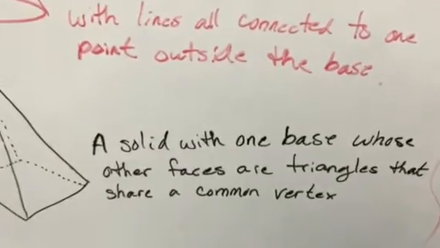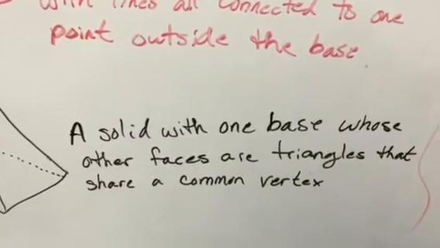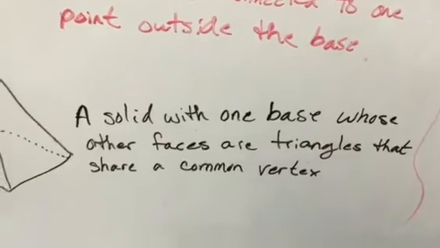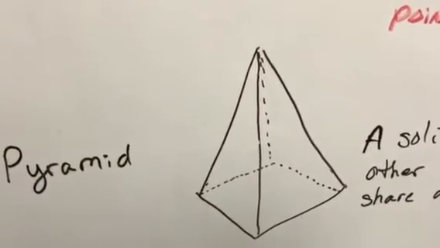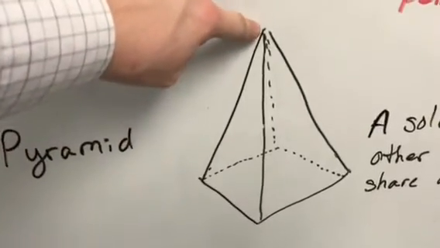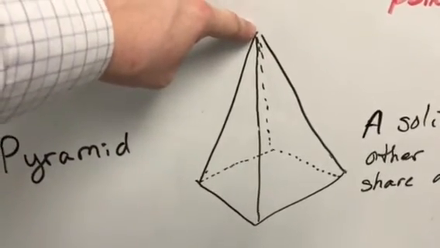A pyramid is a solid with a base whose other faces are all triangles that share a common vertex. So again, a vertex meaning a point where two lines intersect or come together. So here would be the vertex that all the lines share.